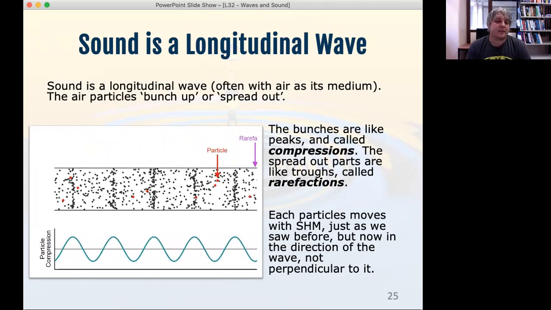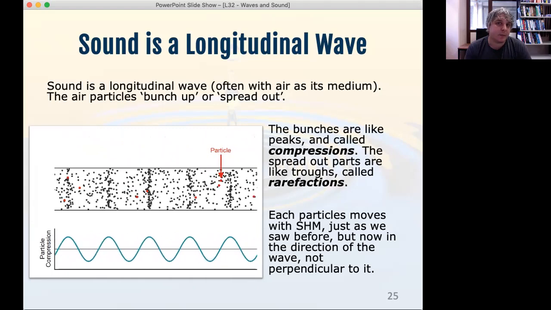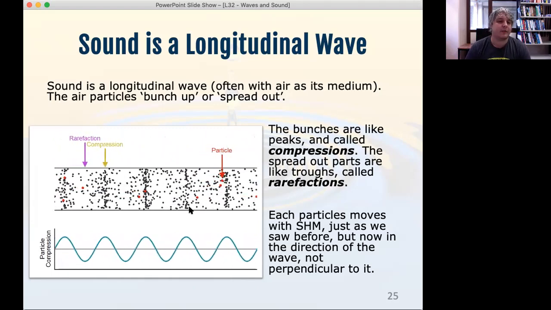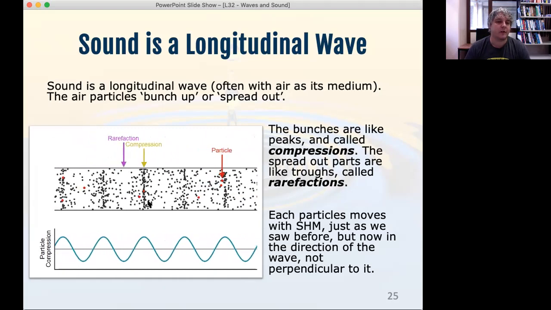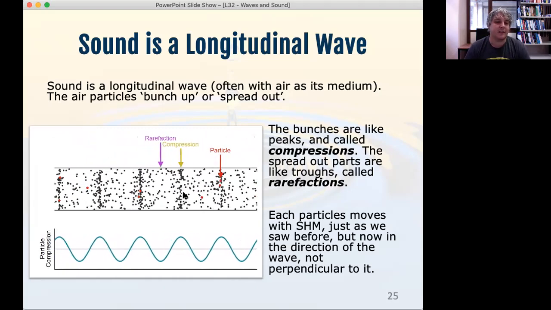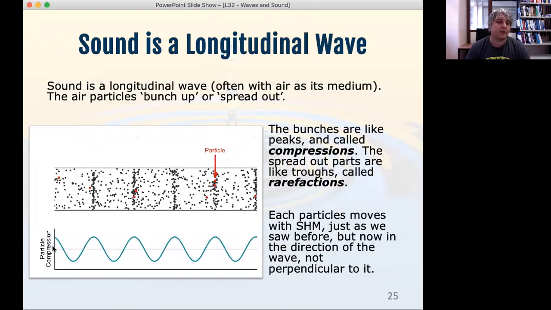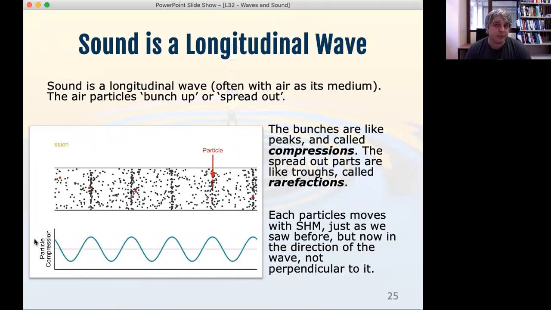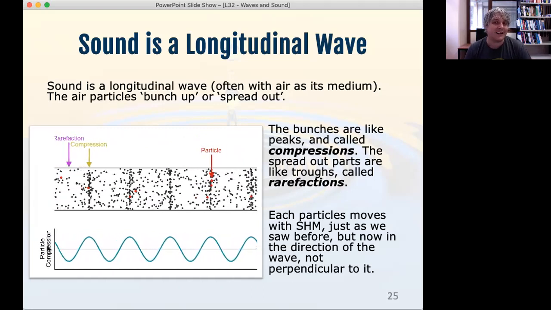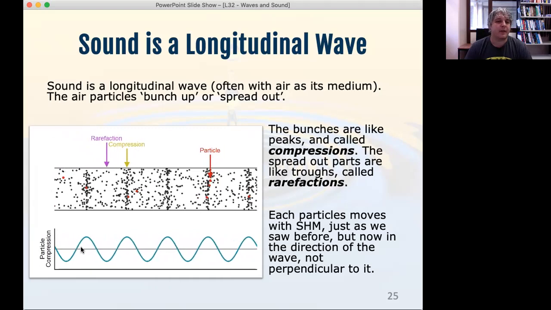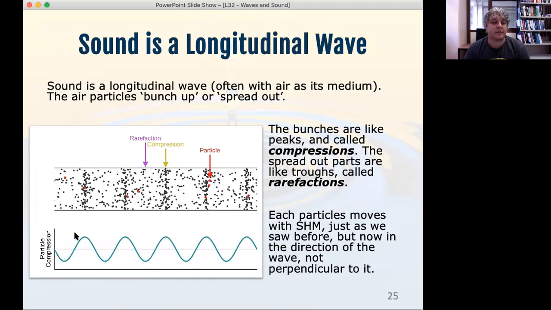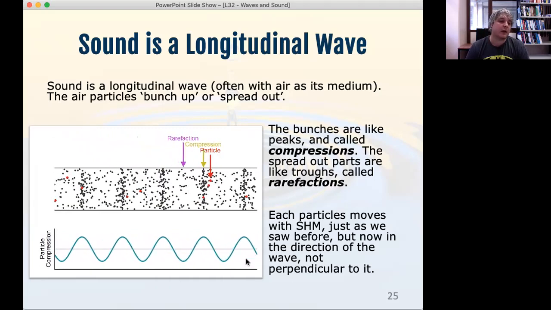But instead, it's essentially a graph representing the compression of the particles or the density of the air at that point. So you'll see where we've got the compression, we've got all these dots all lined up. That's very dense air. There's more particles there than there are elsewhere. And the rarefactions, where the particles are more spread out, are less dense. So you could think of that as a measure of particle compression or as a measure of the local density at that location. And that looks just like a regular wave and travels just like a regular wave.